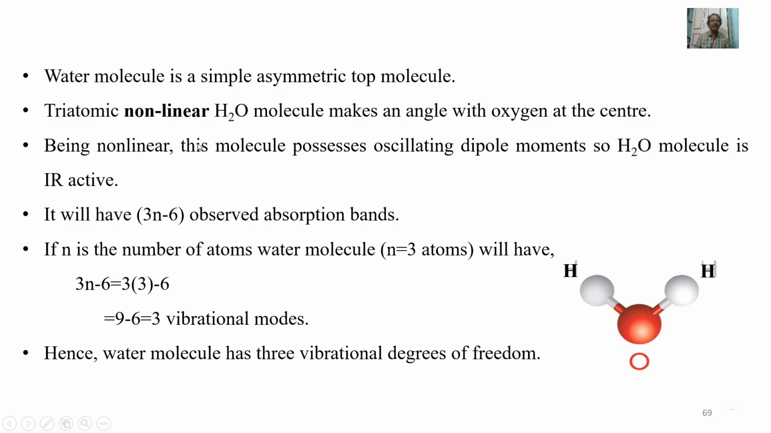Since it's a nonlinear molecule, we are going to use the formula 3n-6. Here n is the number of atoms. For water molecule, n equals 3 atoms. So we will have 3n-6, which is equal to 3 multiplied by 3 minus 6. So that will give us 3 vibration modes. Hence, the water molecule has 3 vibrational degrees of freedom.